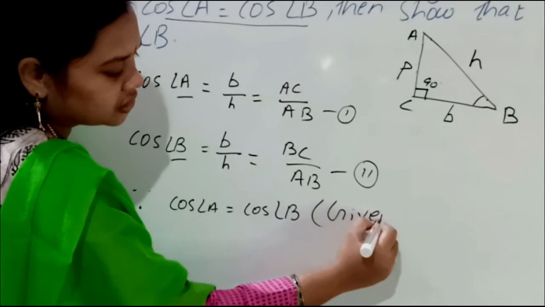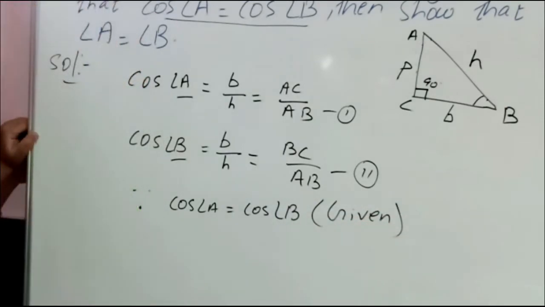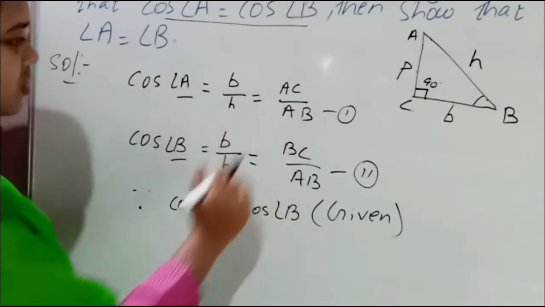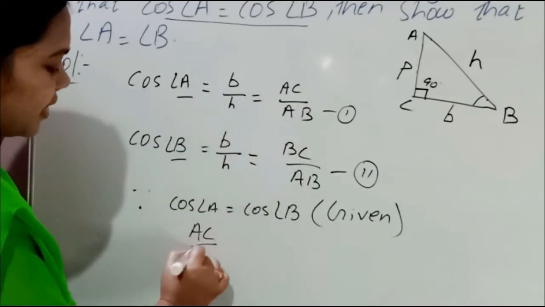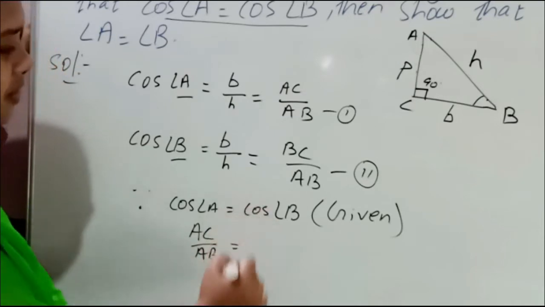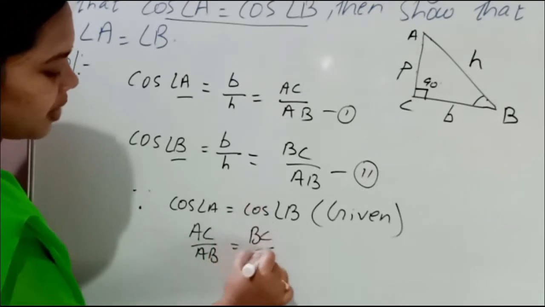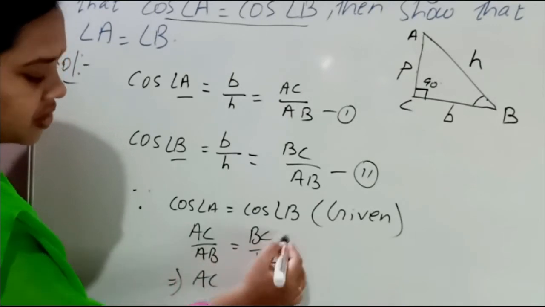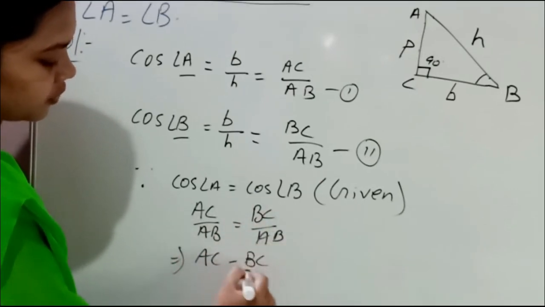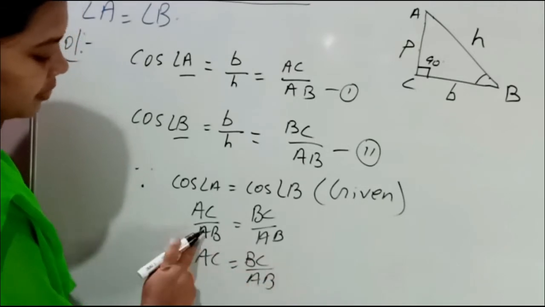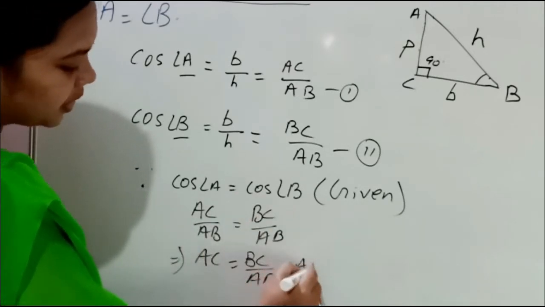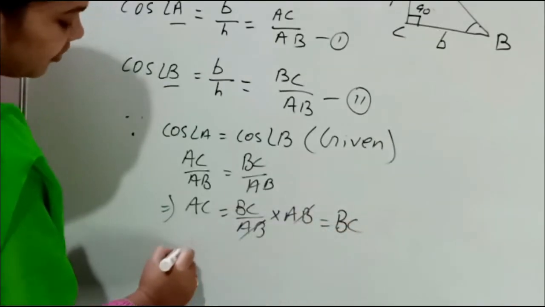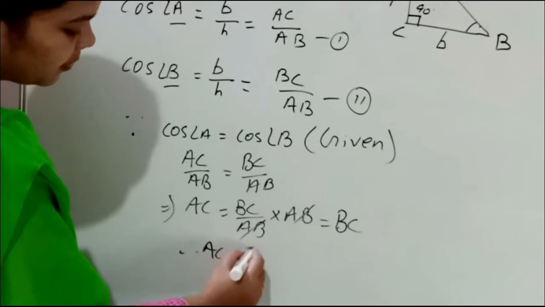It is given already in the question that cos angle A is equal to cos angle B. Cos angle A is what? AC by AB. Cos angle B is what? BC by AB. So next, what will you do? This AB you will shift here. Here AB is division, on that side it becomes multiplication. Cancel AB, what is left? BC. Therefore AC is equal to BC.